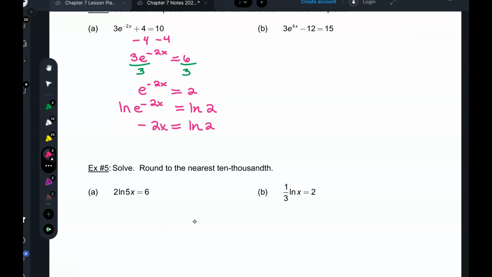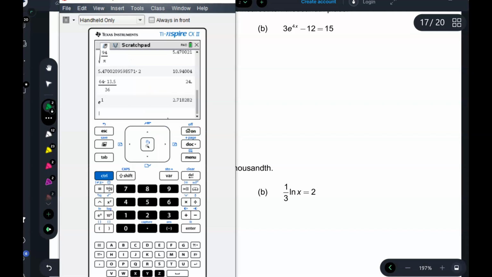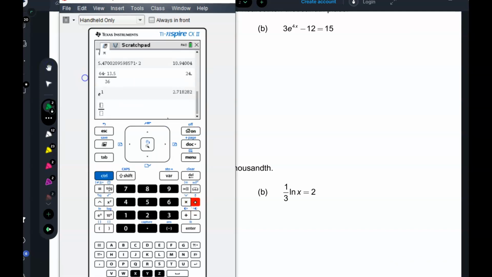Almost done. Now we want to get x isolated. Last step is to just divide by negative 2. Well, this we need our calculator for. So I'm going to have natural log. We're going to press the control and then the E button, because you see above it, it has a ln. So we're going to have natural log of 2, divided by negative 2. Negative 0.3466.